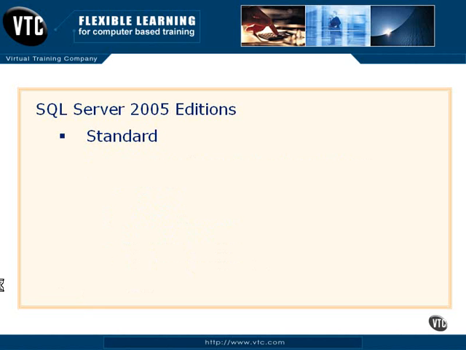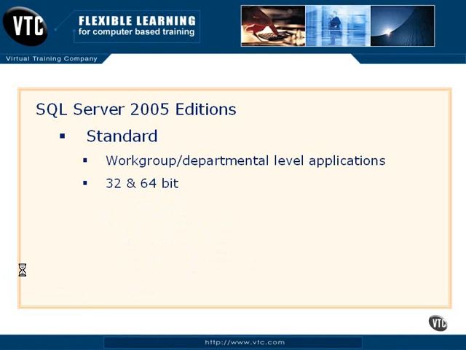Now, the Standard Edition that you will see a lot of people use out there is designed for workgroup and departmental level applications. This falls into a lot of the small to mid-sized companies that are out there. This is also available in 32 and 64-bit functionality. You do lose a little functionality from Standard to Enterprise, but it's not too terribly difficult to determine what those are. Again, go out to Microsoft's website.